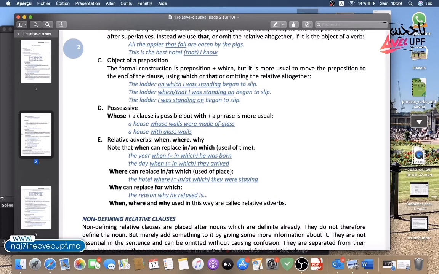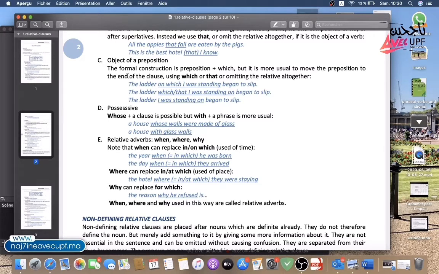Possessive, whose plus a clause is possible, but with a phrase is more usual. Look at this phrase: A house whose walls were made of glass. A house with glass walls. Okay? Relative adverbs.